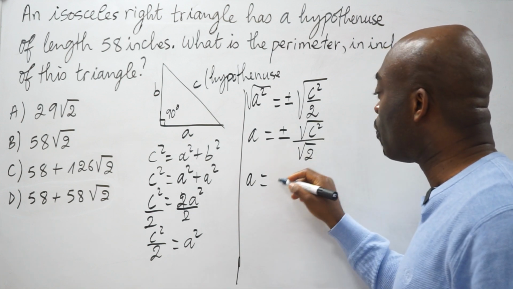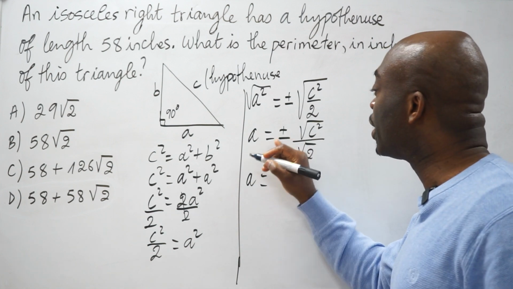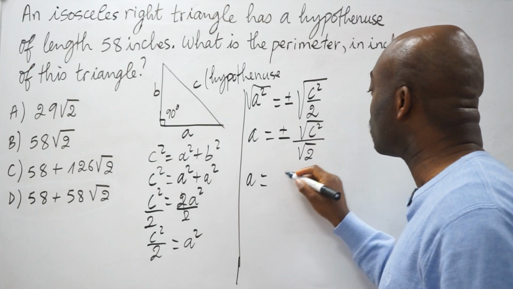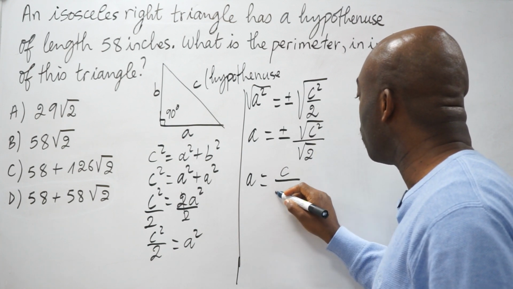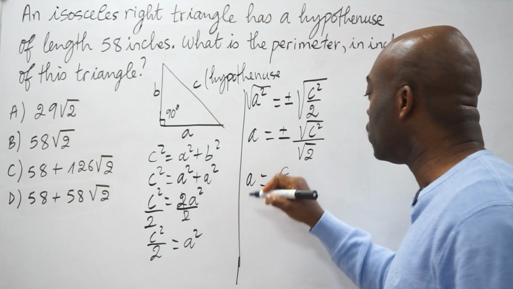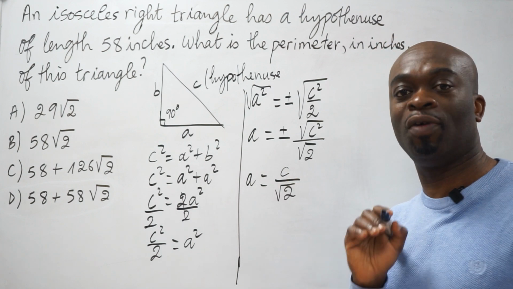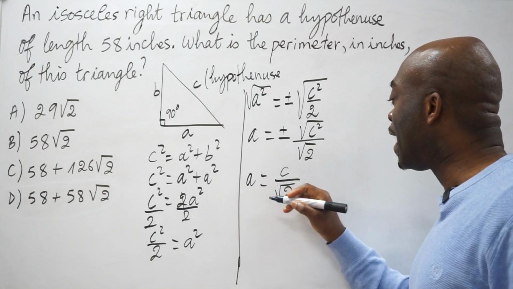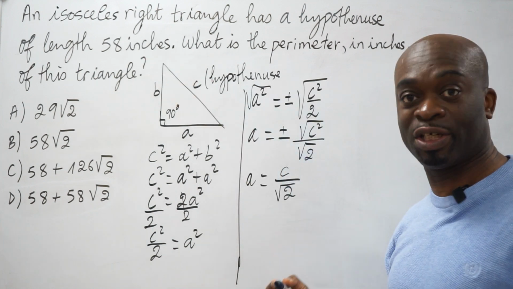So that's the reason why we can keep this one as a positive, and then we can just remove the negative sign, right? So keep that in mind. And square root of C squared is what? Is C over square root of 2, and then this is a positive. No more negative. All right? Then what can we do? We have C, which is 58 inches, right?